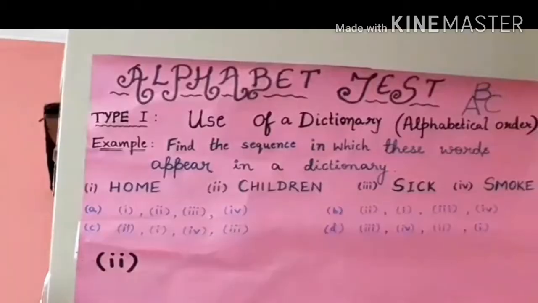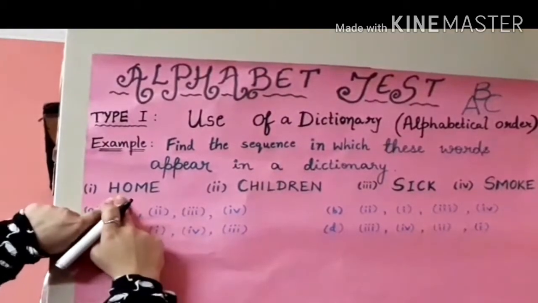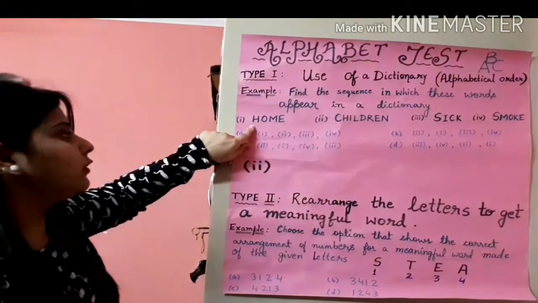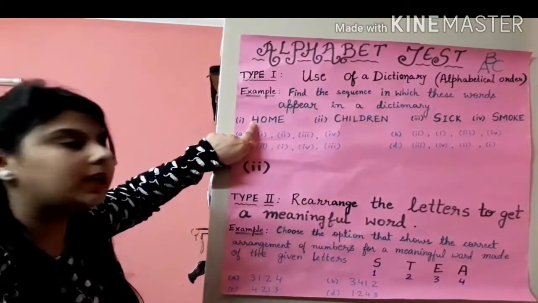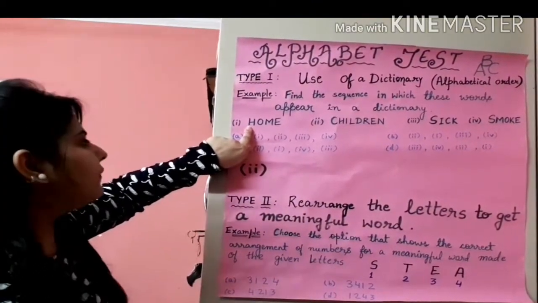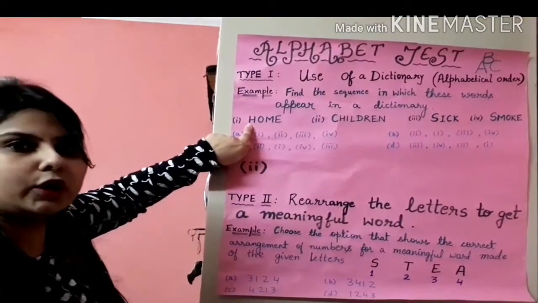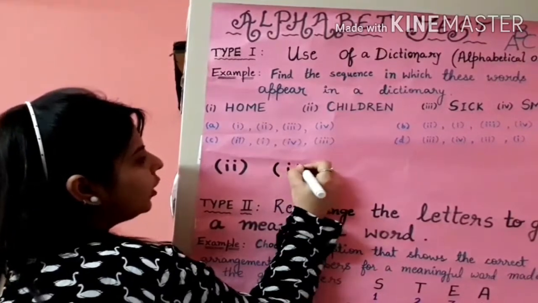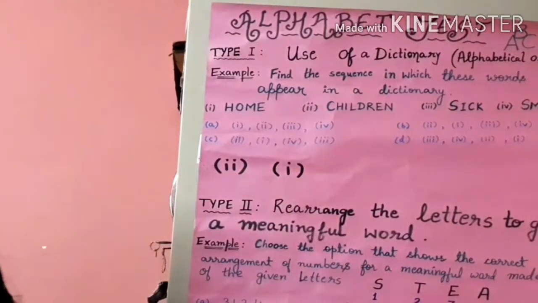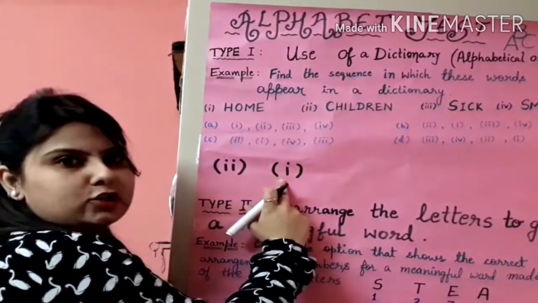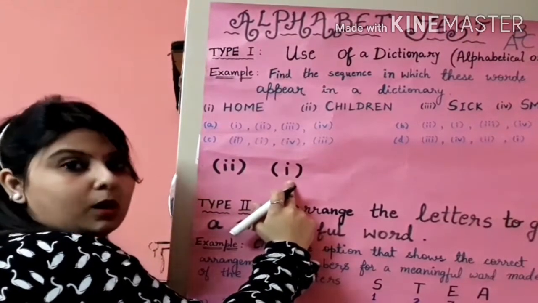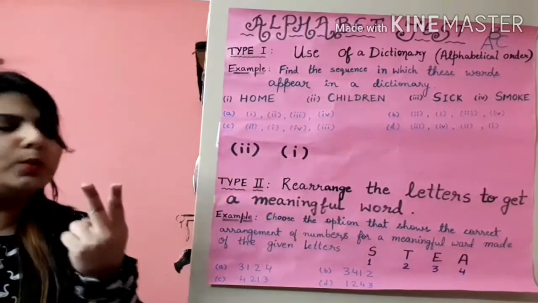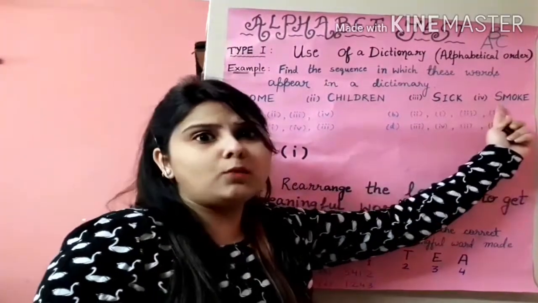Now the remaining words are home, sick and smoke. Now we need to see which letter falls first, H. So we will write that the second word would be home. So in the dictionary, what would be the second word? Home. So what is the correct option? Option number 1. Now moving further, we are left with two words, that is sick and smoke.